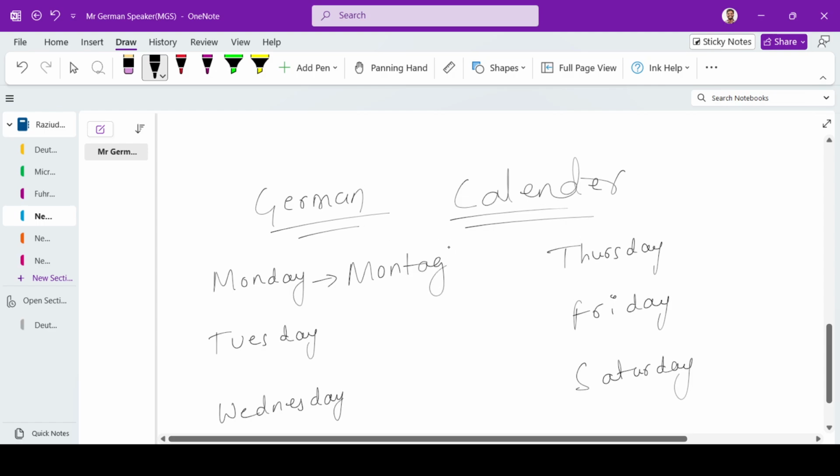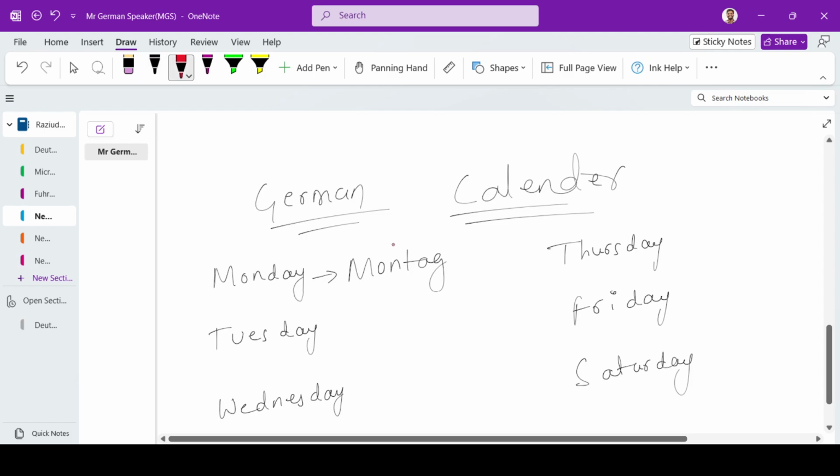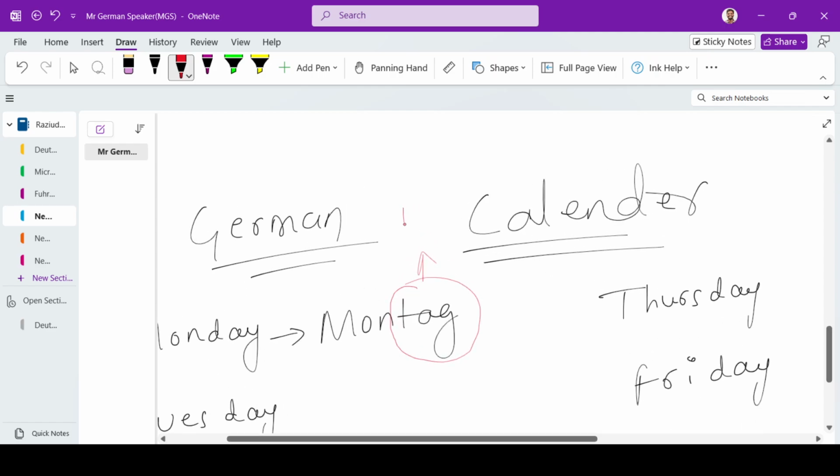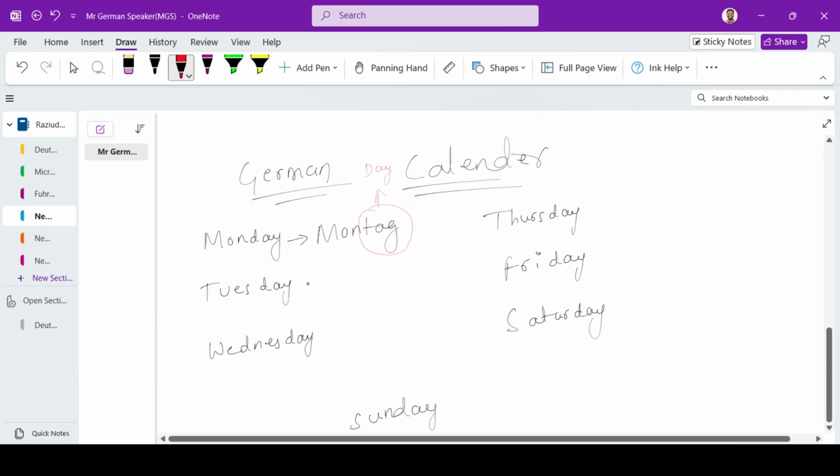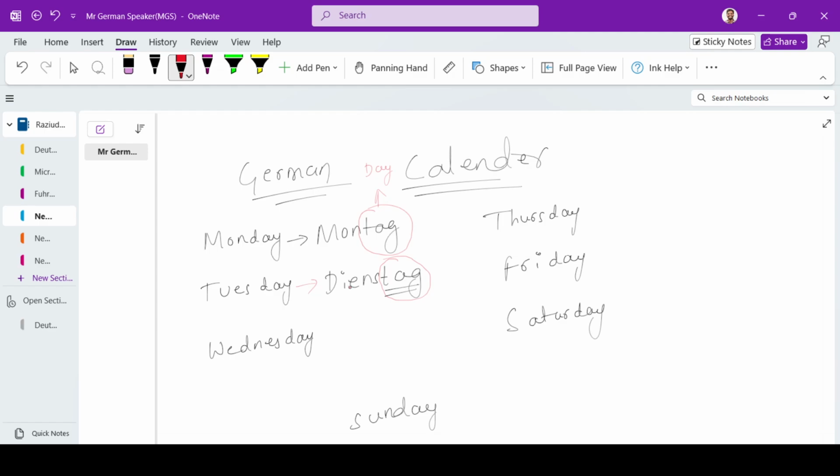Okay. So Tag, this word, is like a day. Its literal meaning is day. Monday we write as Montag. Tuesday we write as Dienstag. So for all the days, Tag will be there by default. We just need to change the first letter or first word here. So Dienst, Dienstag.